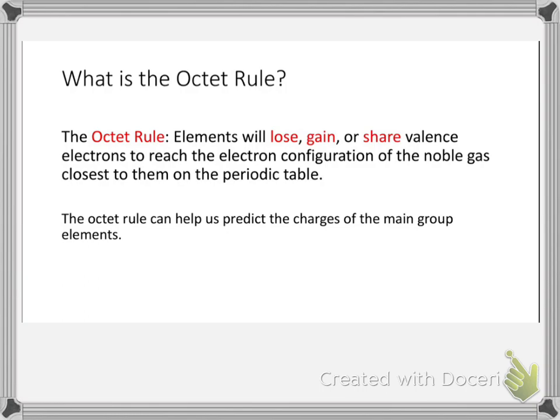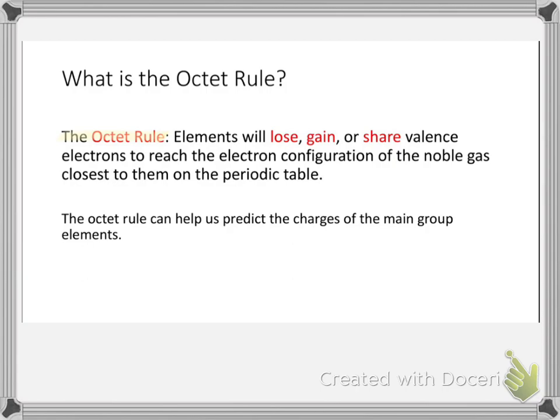Now, how we predict, we're going to predict how many electrons elements will gain or lose. And we use a rule called the octet rule. And so here you can see it. You can just read the octet rule right here. It just says elements will lose, gain, or share. And we're not talking about sharing now. We're talking about losing and gaining. They'll lose, gain, or share valence electrons to reach the electron configuration of the noble gas closest to them on the periodic table.